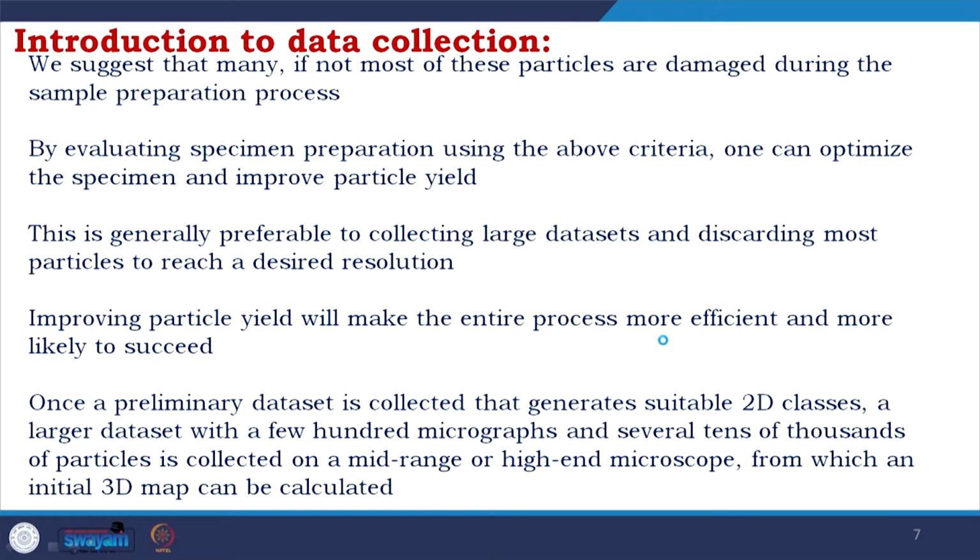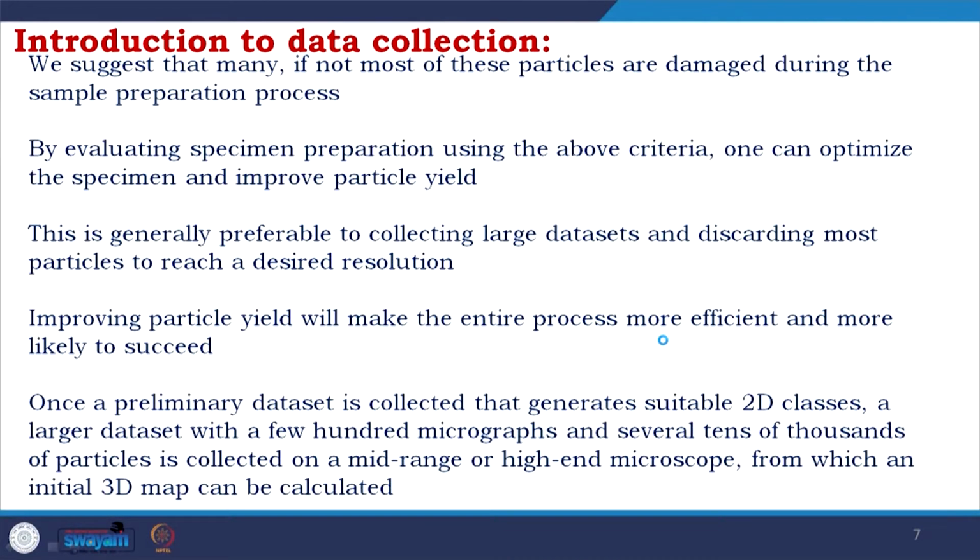So, you collect more and then you have opportunity to discard. Improving particle yield will make the entire process more efficient and more likely to succeed towards the data analysis. Once a preliminary data set is collected that generates suitable 2D classes, a larger data set with a few hundred micrographs and several tens of thousands of particles is collected on the mid range or high end microscope, from which an initial 3D map can be calculated.